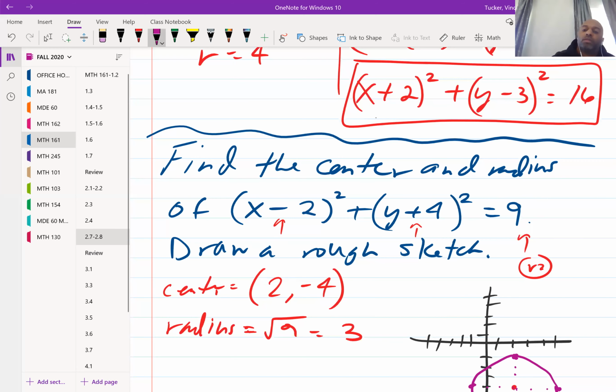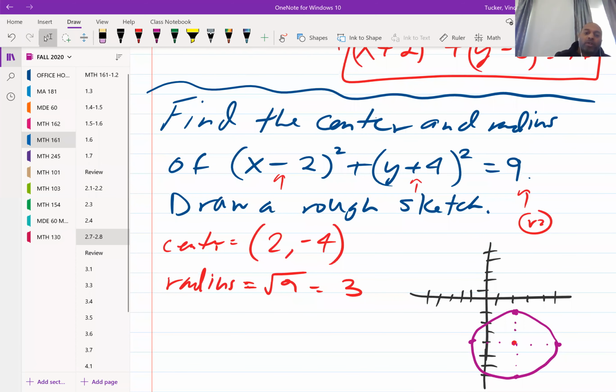So then all you would do is just grab your center and then go 3 points up, 3 points right, 3 points left, and 3 points down, and just draw your circle as best as you can. It was just a rough sketch. But I just went 3 up, 3 down, 3 left, and 3 right.